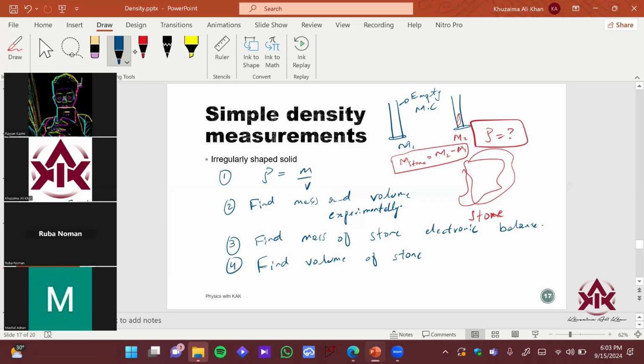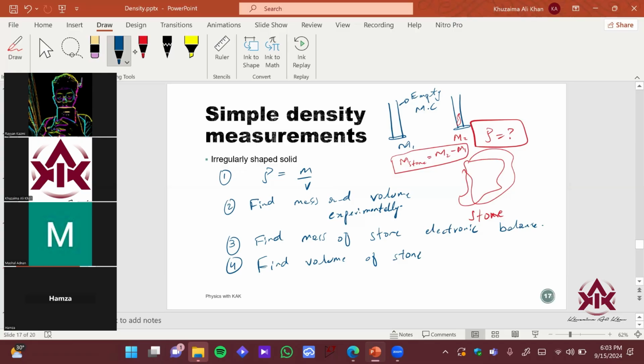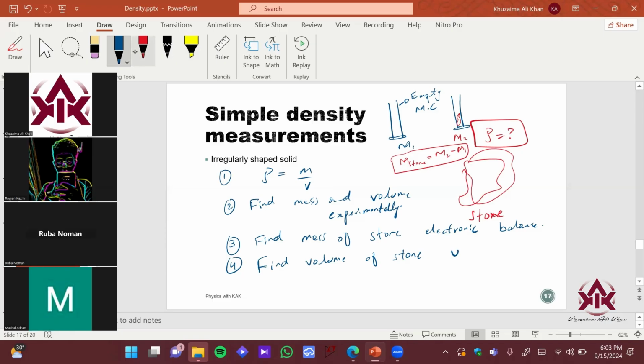Yes, Ram. Sir, you put water in a measuring cylinder and then measure the volume of the water, and then put the irregularly shaped object, and then the volume you get after that, you subtract the old volume from the new one. Okay, good. So we can find the volume of stone using the water displacement method, right?